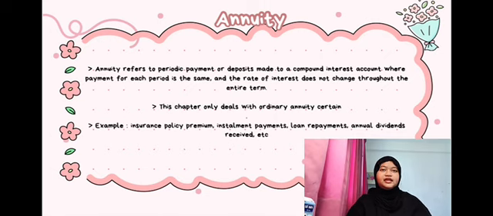For the next topic, annuity. What is annuity? Annuity refers to periodic payment or deposit made to a compound interest account where the payment for each period is the same. Also, the rate of interest does not change throughout the entire term. This chapter only deals with ordinary annuity certain. For example, insurance policy premium, installment payment, loan repayment, annual dividends received, and others.